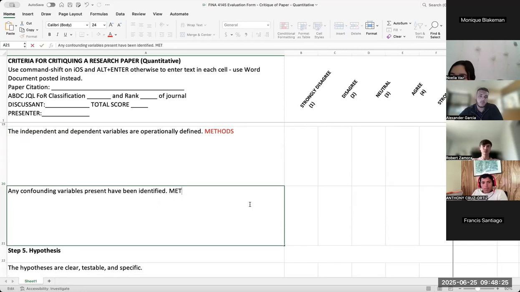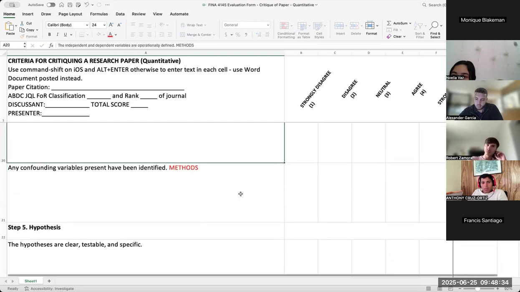Remember, you don't have to run the model for Friday. I just want you to tell me what you think you're going to do so I can check it. I need to be able to check it.